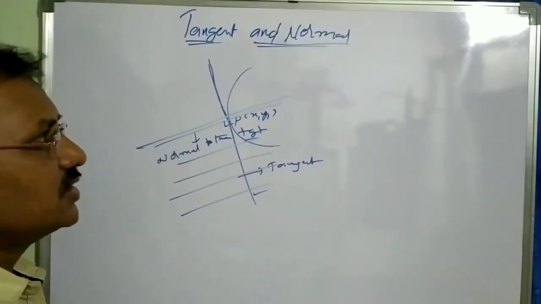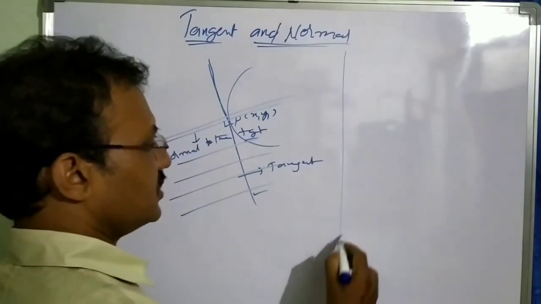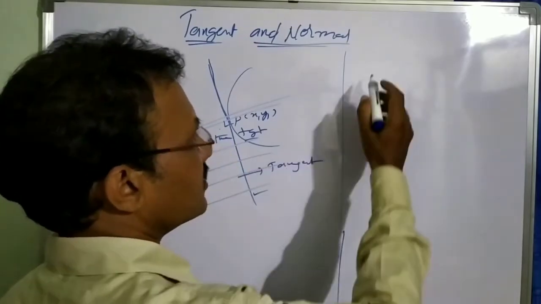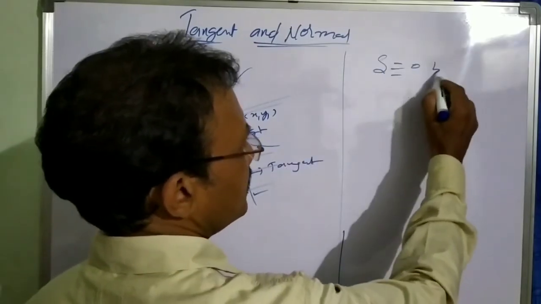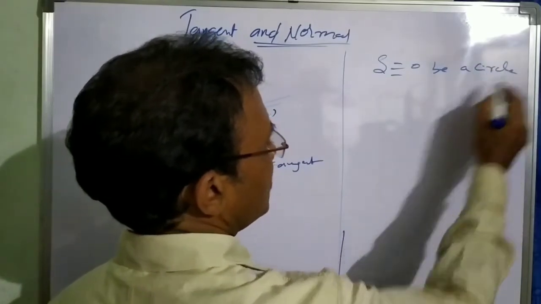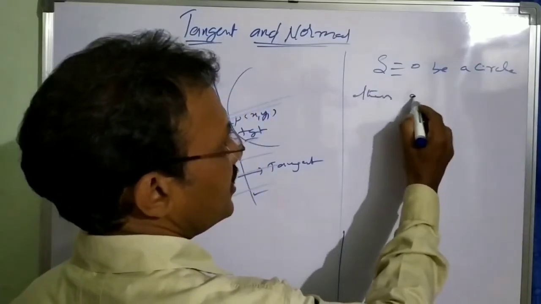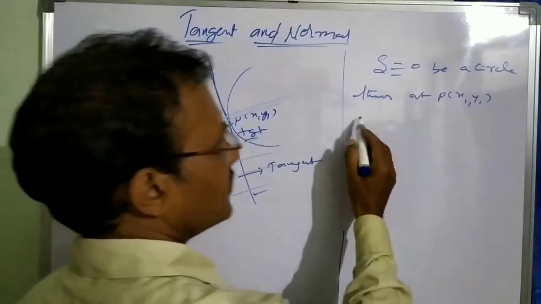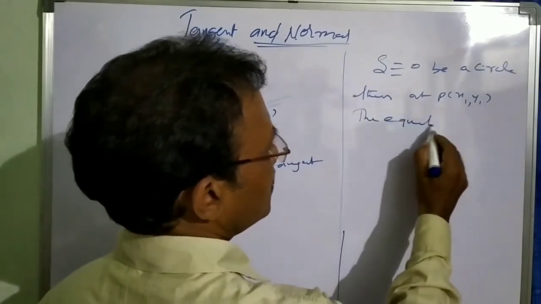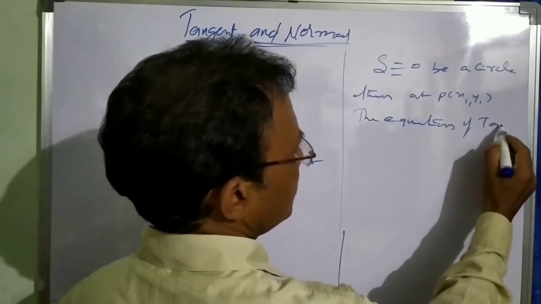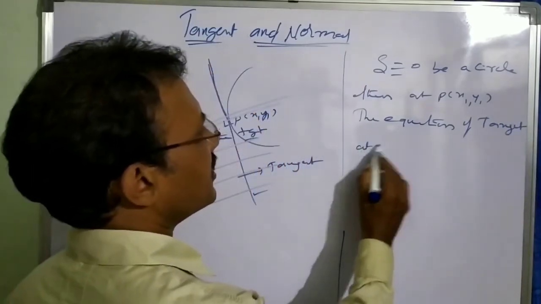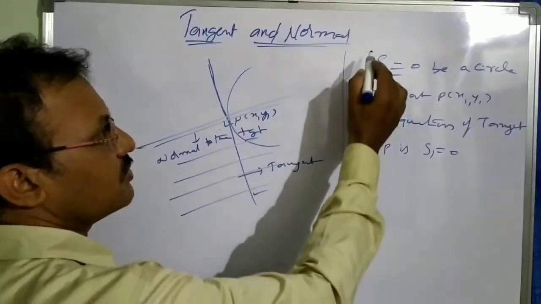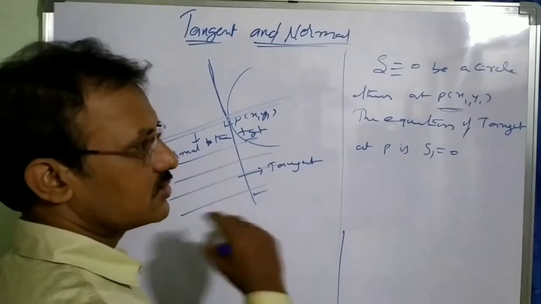We already studied conics. For any conic, a circle is even a conic. Suppose S = 0 is a circle, then at the point P(x1, y1), the equation of the tangent at that point P is S1 = 0. So at P(x1, y1), at the particular point, S1 = 0.